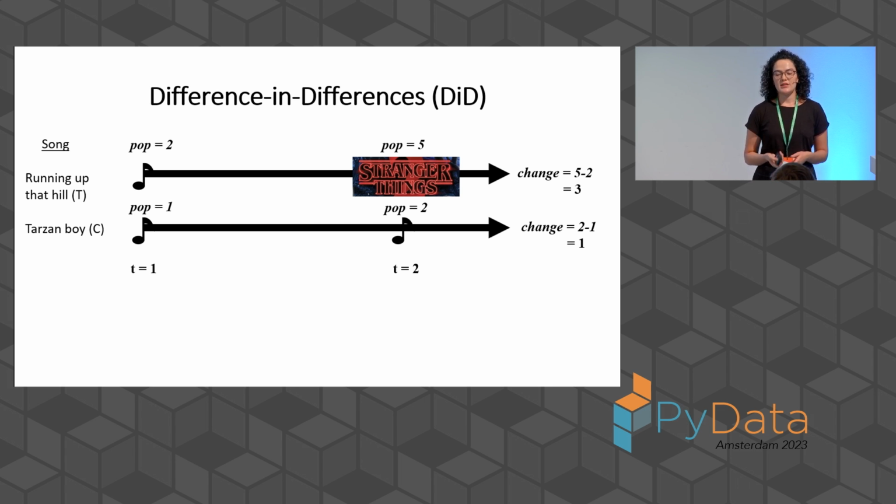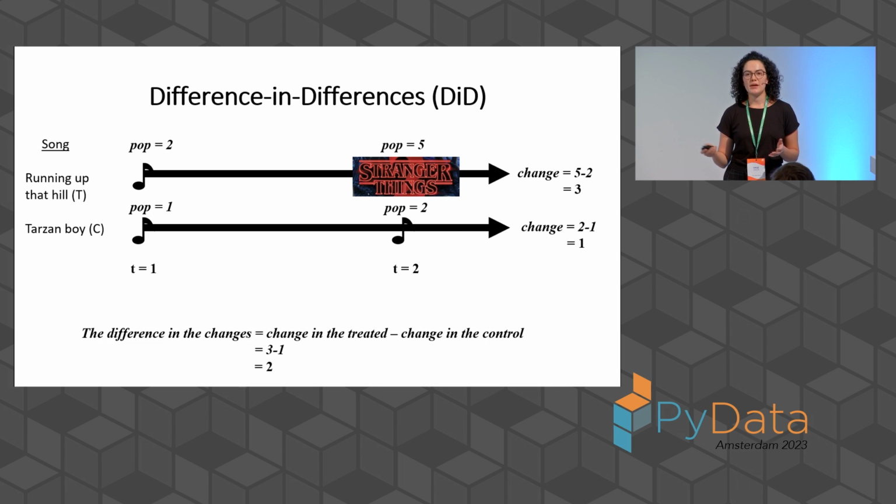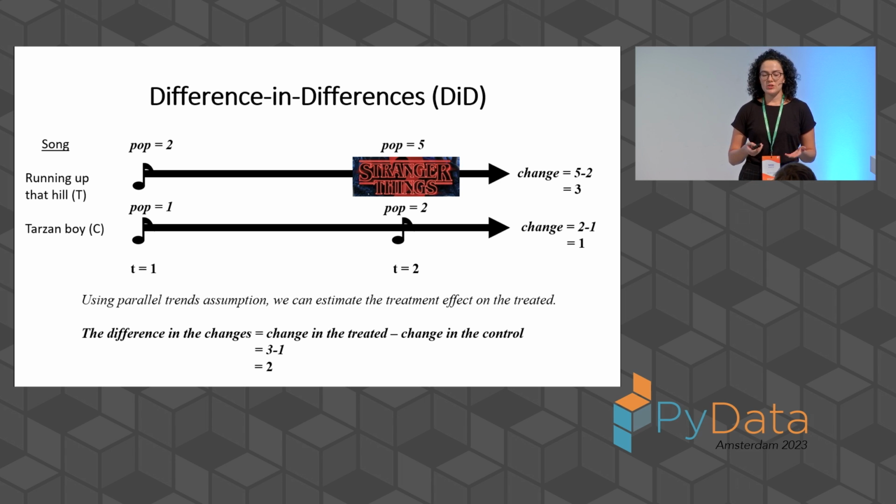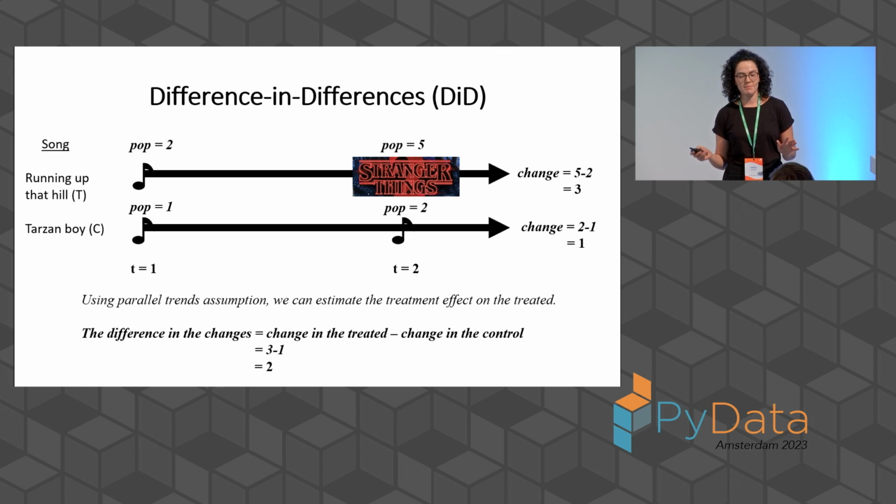And what this estimator does is basically compare the amount of change in treatment versus the control. In this case, it will be 3 minus 1. 2 units of change can be attributable to the sync in this case. Just to mention, a core assumption in all of the difference-in-differences methods is the parallel trends assumption. I'm using that assumption here, assuming that the change for Running Up That Hill would be 1 if it was not synced. So this is an important assumption, but it's not the focal point of today, but it's something to keep in mind always if you are using difference-in-differences.